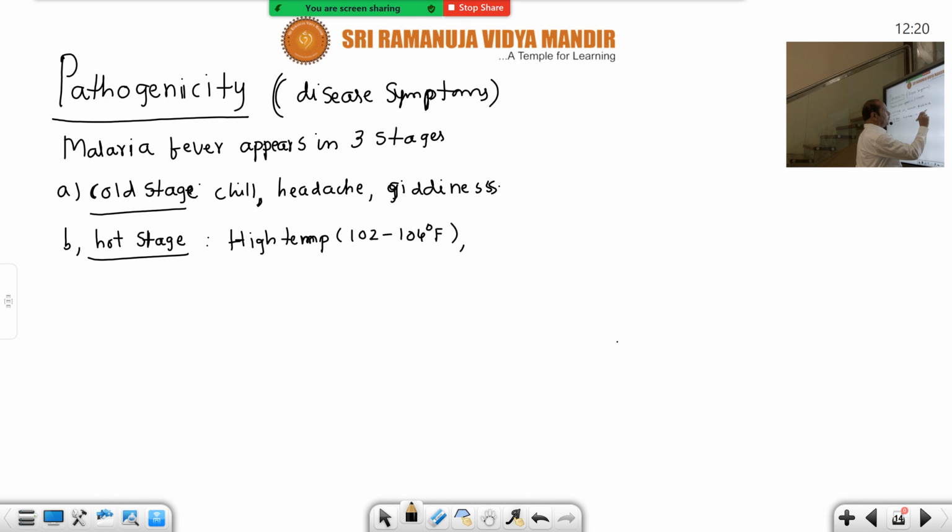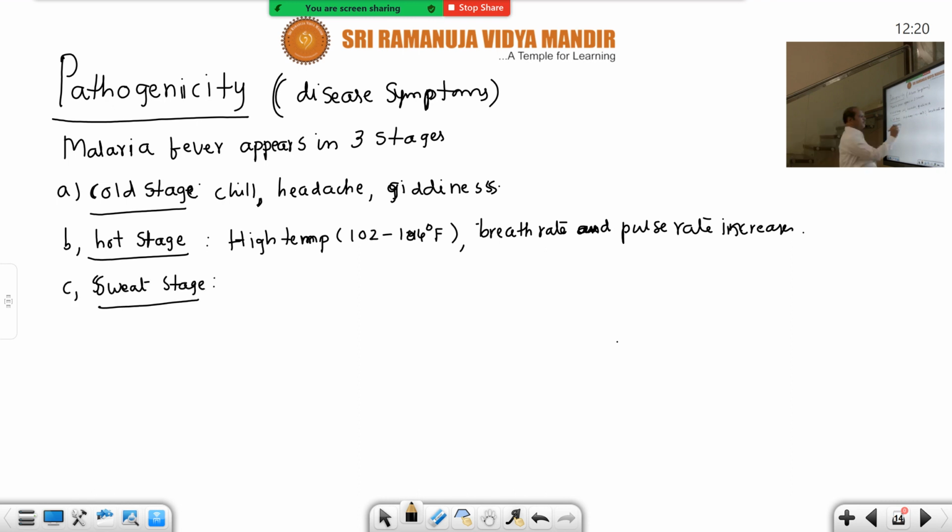Breathing rate as well as pulse rate increases. This is another symptom, very dangerous at this time. Tiredness is also there. Then the sweat stage: cold, hot and sweat stage, three stages. Malaria fever can be discussed under the three stages.